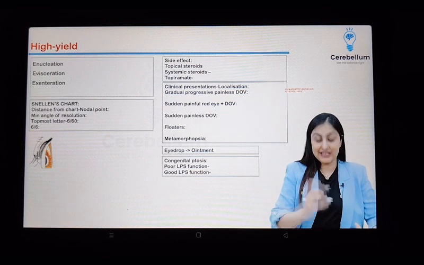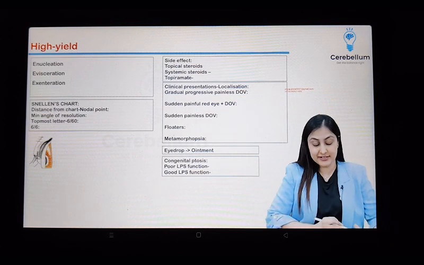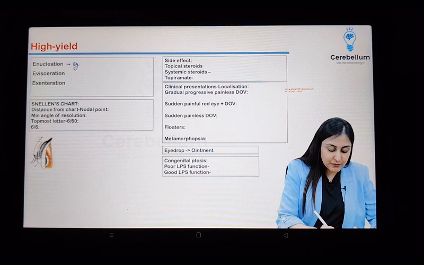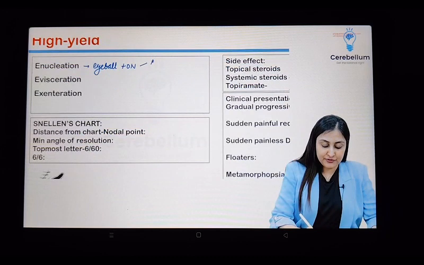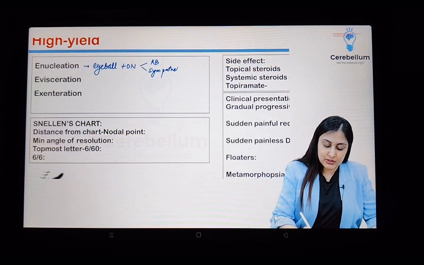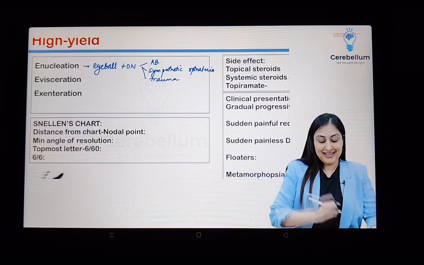So the definition of enucleation, evisceration and exenteration. Enucleation is when you remove the eyeball plus the optic nerve. Alright, so this is enucleation. This is done in context of retinoblastoma, sympathetic ophthalmia like I already told you, or any penetrating trauma basically. Yeah, so more or less the same thing. In trauma, this is what is done, enucleation.